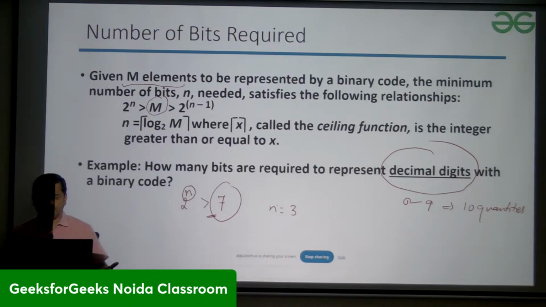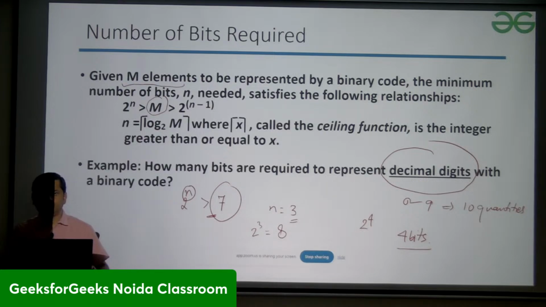At least, we have seen that 7 pieces of information can be represented by 3 bits. But 3 bits are insufficient to represent these 10, because 2 to the power 3 is 8, so only 8 pieces of information can be represented. So 2 to the power 4 is the sufficient value. So 4 bits are required to represent this much.